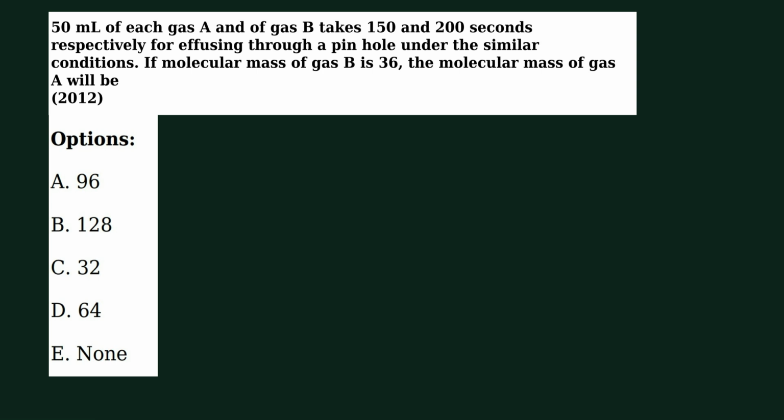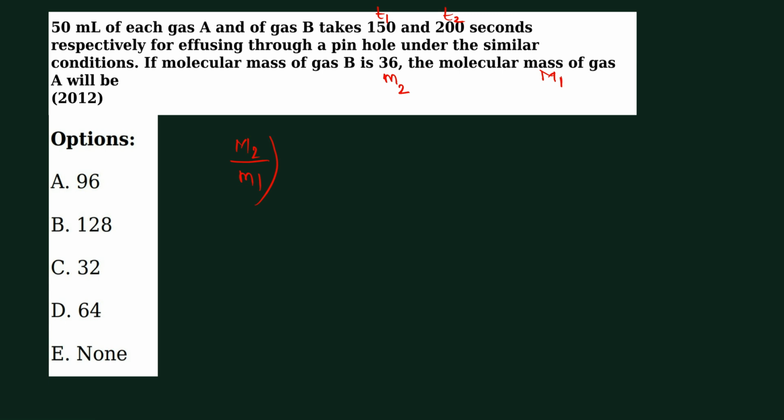50 ml of each gas A and gas B takes 150 and 200 seconds respectively for effusing through a pinhole under similar conditions. If the molecular mass of gas B is 36, the molecular mass of gas A will be? It is a similar question, right? Let us say this is the time T1 and this is the time T2, and gas B means M2, and we need to find the molecular mass of A, M1.